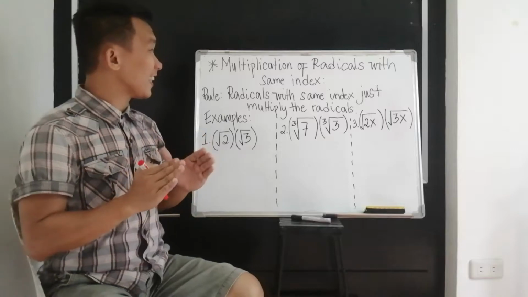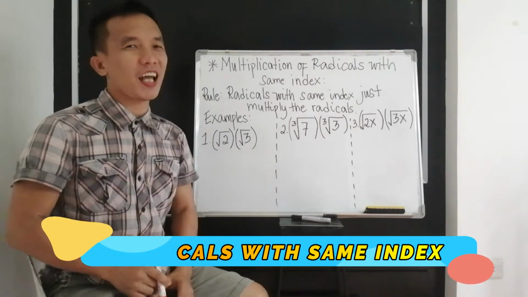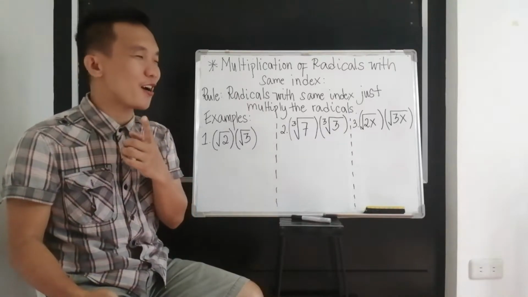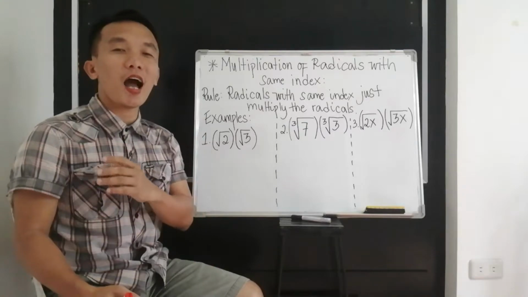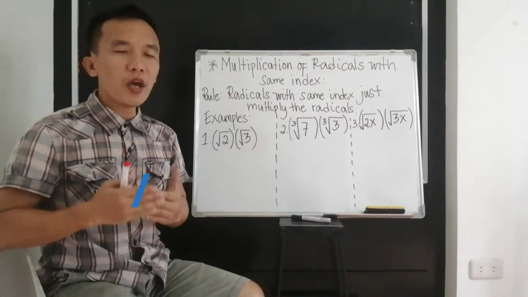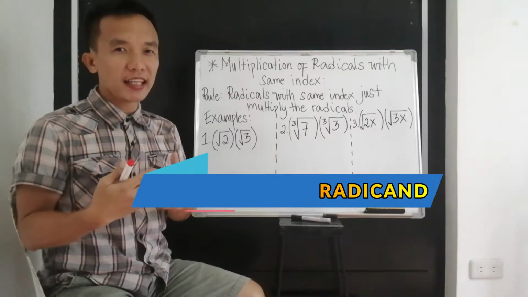So now, let us discuss how to multiply radicals with the same index. There is only one rule to remember. When we multiply radicals that contain the same index, we are just going to multiply our radicand.